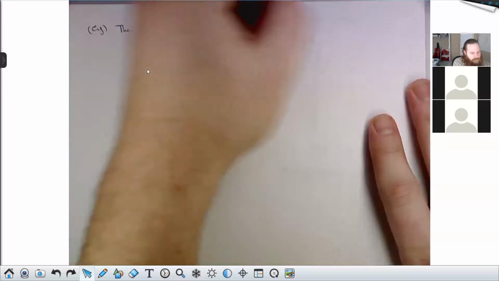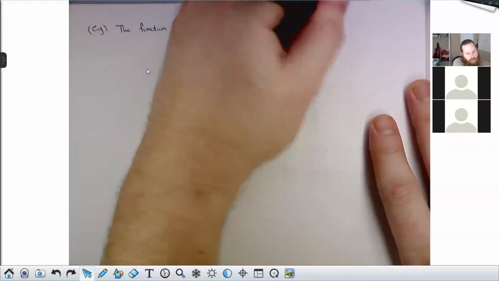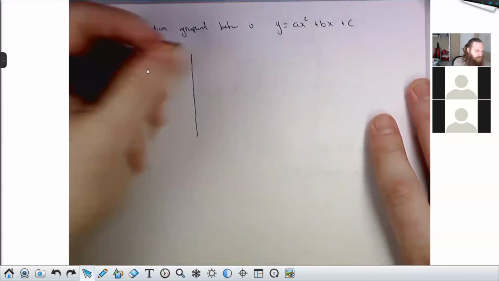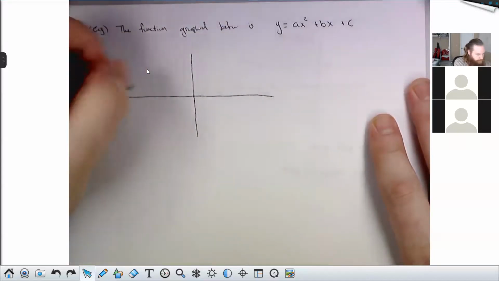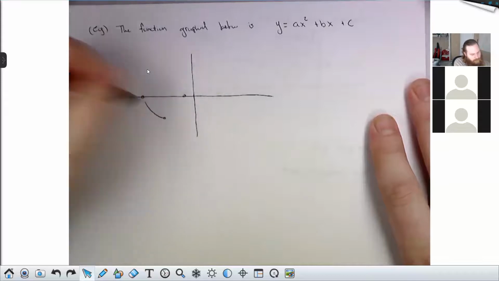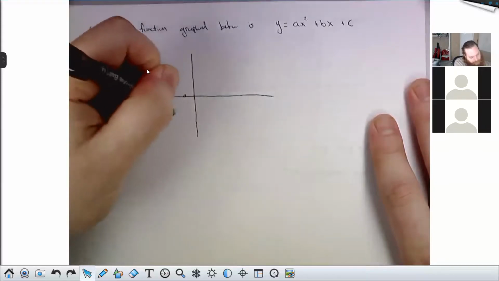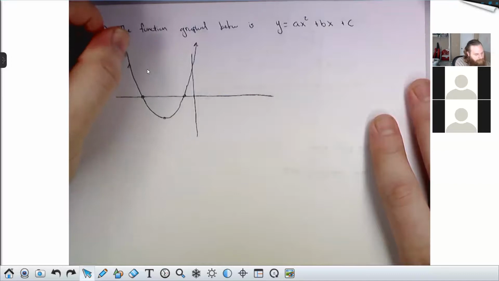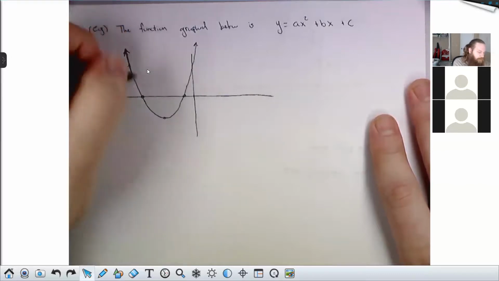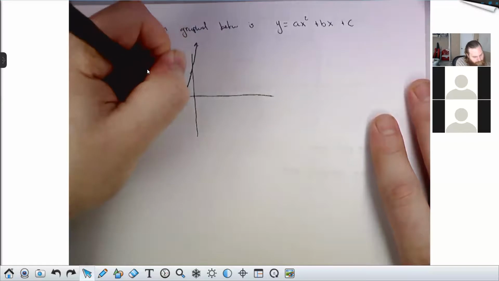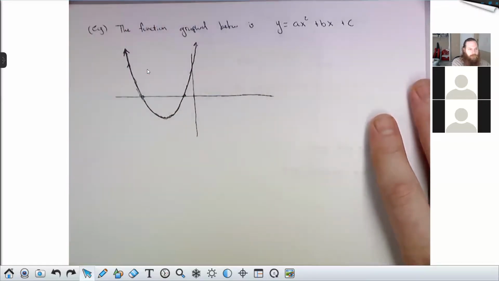The function graphed below is ax squared plus bx plus c. All right, so it's a quadratic, standard form. Over here, over here, vertex here. And I don't really need to tell you anything else about this to answer the following questions.